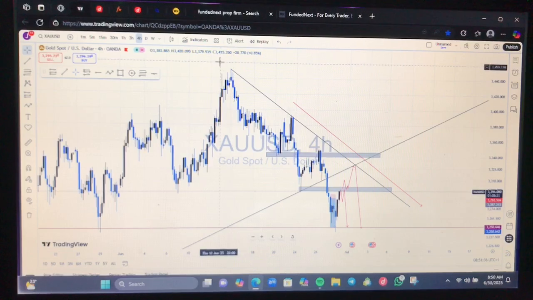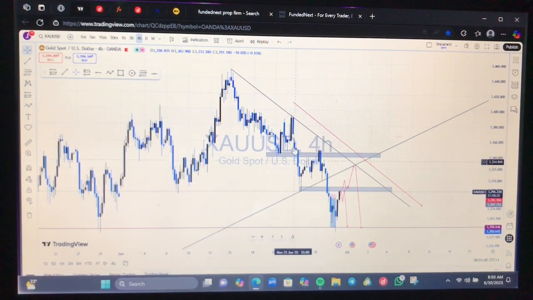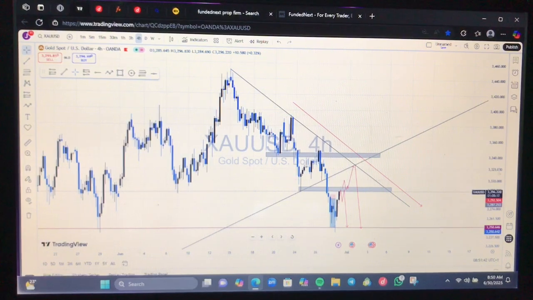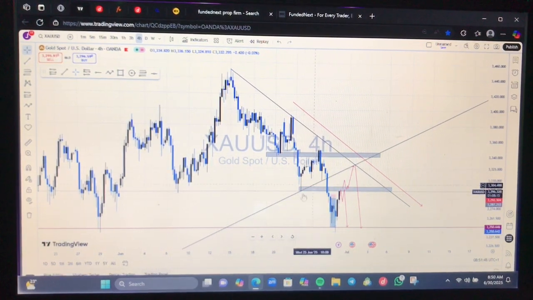So for this week and for today being Monday, we can see that gold is still on a downtrend, and it's creating beautiful structures: lower low, lower highs, lower lows, lower highs. This is a lower low that was created, and this is a lower high. This is another lower low here, and we're expecting another lower high here.